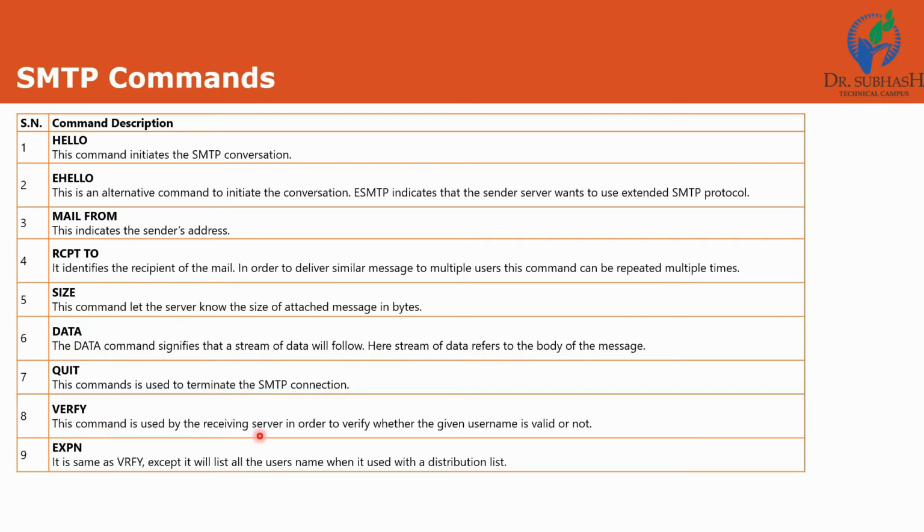VRFY, verify, is used by the receiving server to verify whether the given username is valid or not. If you are passing a mail address and want to check whether it is valid, we can use verify. And EXPN is the same as verify, except it will list all usernames when used with a distribution list. These are the commands that we can use to configure SMTP on a local system.